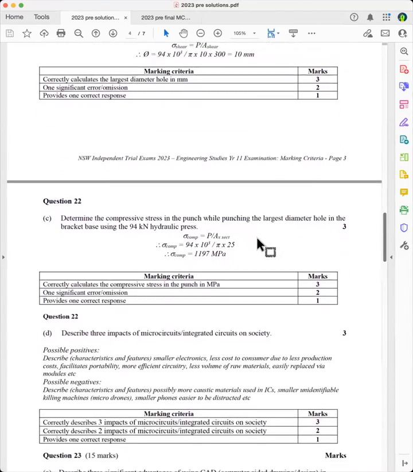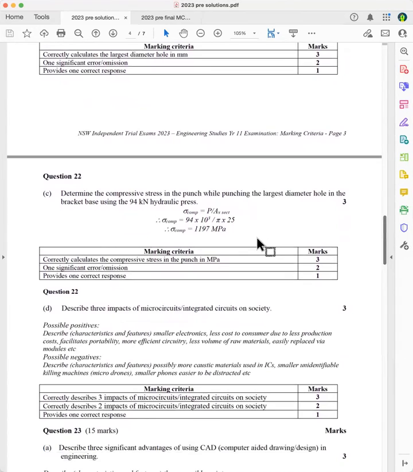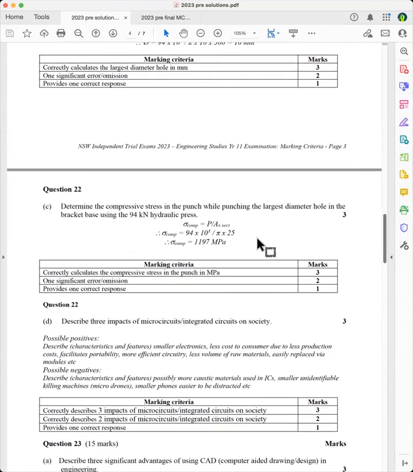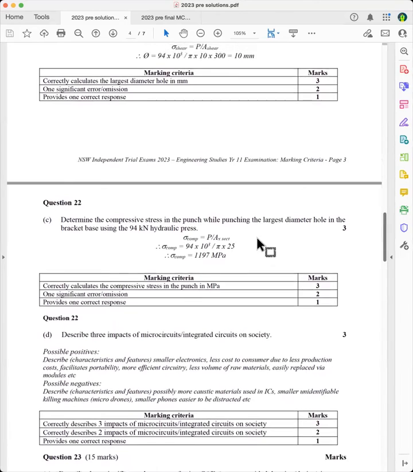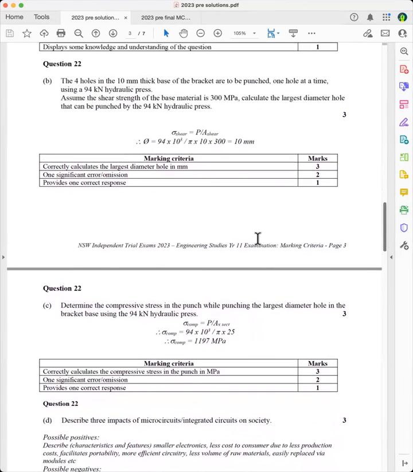Question 22C. Determine the compressive stress in the punch while punching the largest diameter hole in the bracket base using the 94 kilonewton hydraulic press. And you make sure that you know that the area here is the perimeter of the hole, which is pi d, times the thickness.